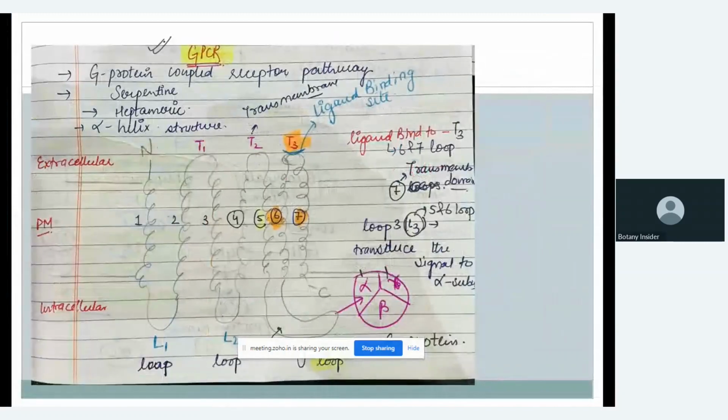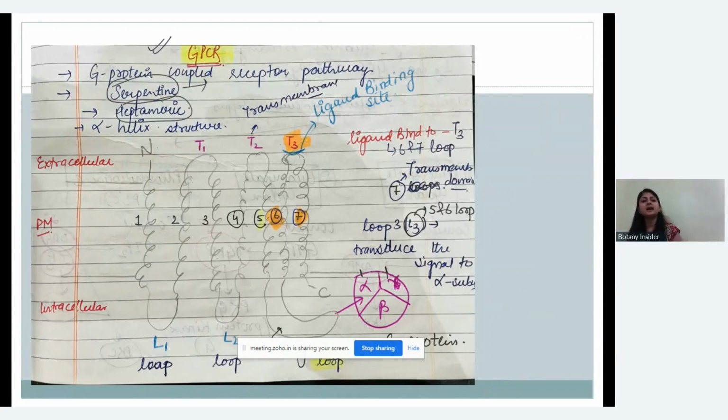GPCR, that is the G protein coupled receptor pathway. The first thing we have to remember is that it is serpentine, and the second thing is that it is heptameric. Both of these terms mean that there are seven main membrane spanning regions, like this: 1, 2, 3, 4, 5, 6, and 7. This is how the complete structure looks, and it is an alpha helix structure.